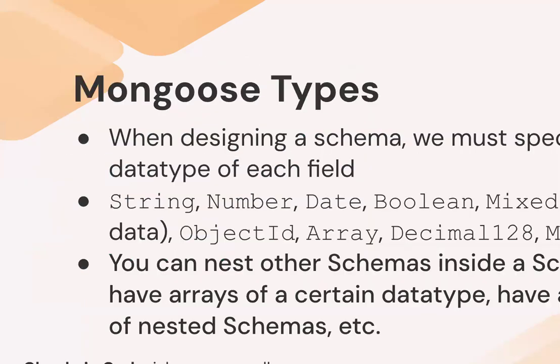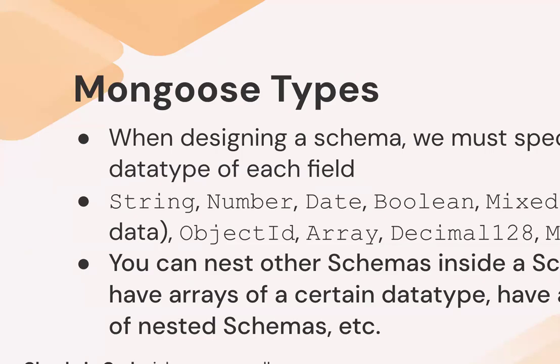So now we'll be going into Mongoose types. When you're designing a schema, we have to specify the data type of each field. For example, this could be string, number, date, Boolean, or mixed, which is any data. There's object ID, array, decimal, and map. You guys may recognize these from your programming experience.